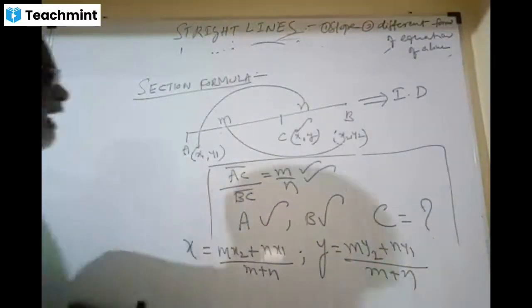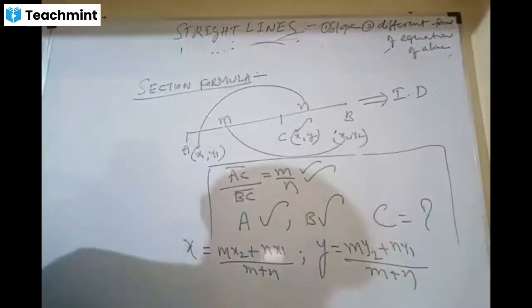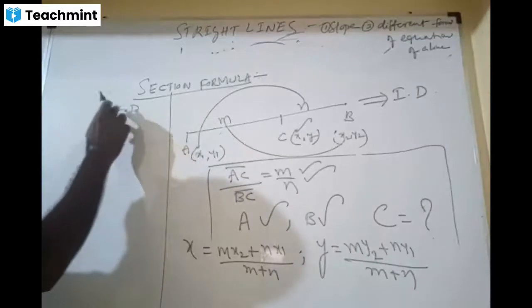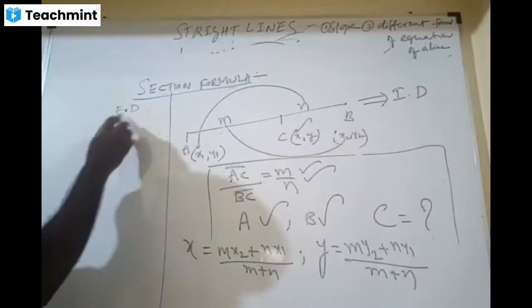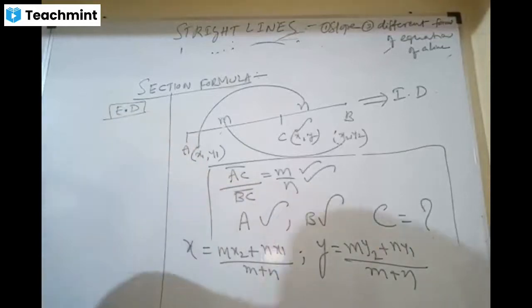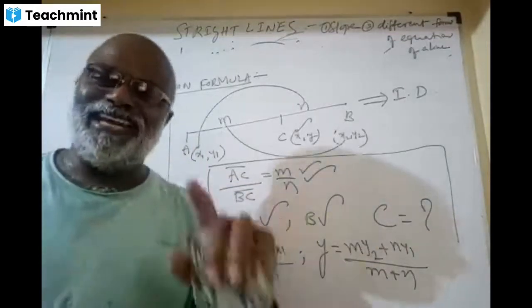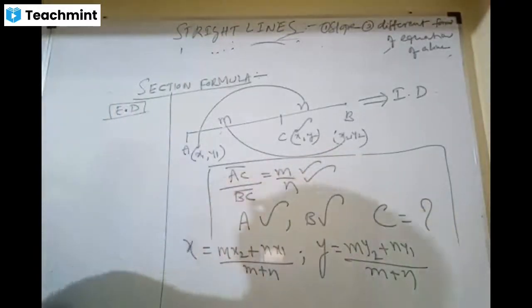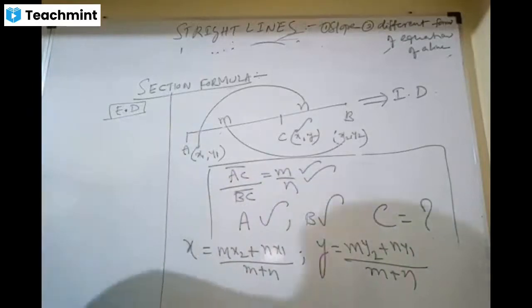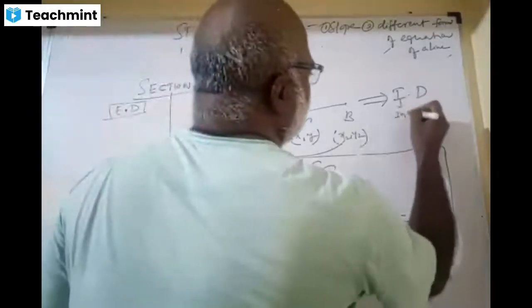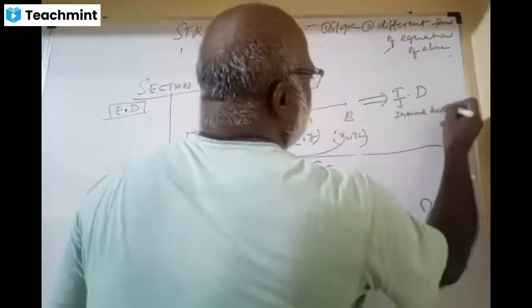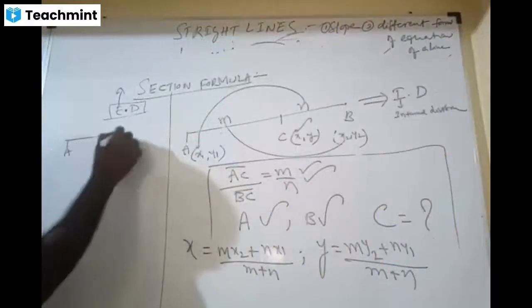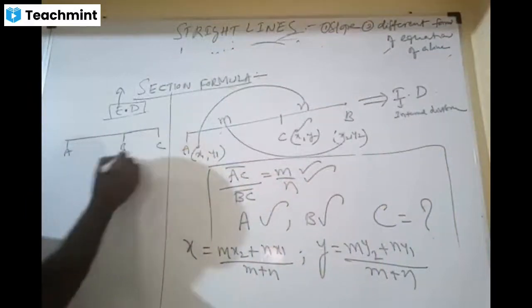Next, can anybody tell what is external division? ED, not Enforcement Directorate. The Enforcement Directorate is the central government department that takes care of illegalities in business and money transactions. Anyway, ED here means external division. This is called internal division, and this is called external division. How do you draw the figure? A is here, B is here, and C is outside.